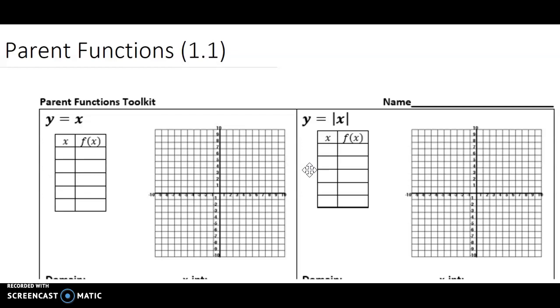How we're going to do this is go through each parent function we need to know, go ahead and plot a few points so that we can see how this graph comes to be. And then once you have the key points, that will really help you out for when we're doing transformations of functions for this lesson and on Monday as well.